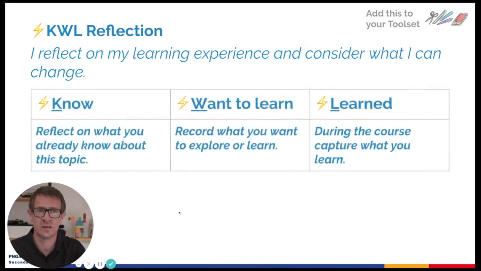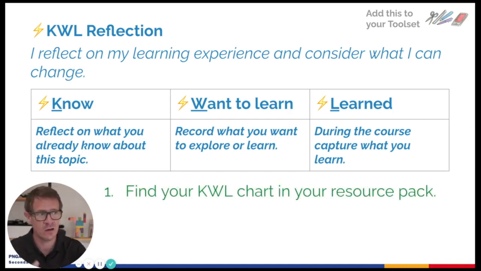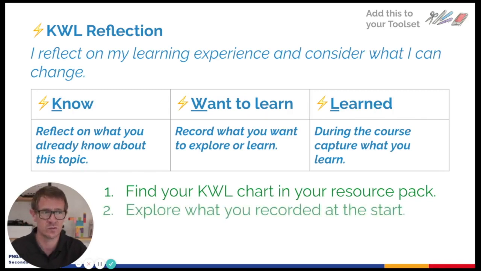Let's look at some of the instructions for you to do now. KWL asks you to reflect on what you already know about the topic. It asks you to record what you want to explore or learn. And it also asks you to consider and capture what you have learned throughout the actual course. And it's these last two sections that we're going to pay a bit more attention to in this reflection activity. Go back and dig out your KWL chart from your resource pack. Explore any notes that you had recorded from the very beginning and what you had actually said about what you want to learn and also what you already know.